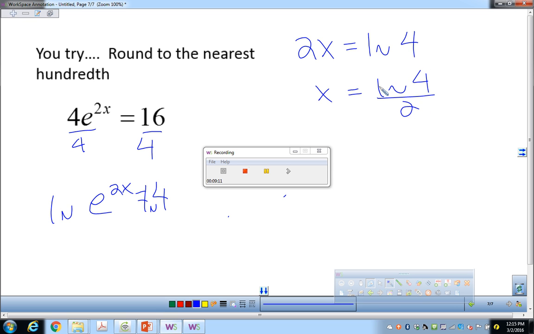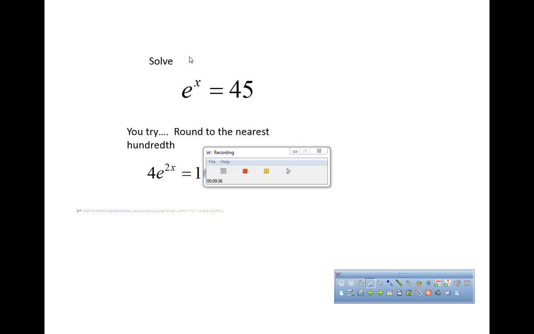You cannot divide natural log of 4 by 2 and get natural log of 2. It doesn't work that way, okay? Because natural log of 4 divided by 2 is not the same as natural log of 2, okay? So you have to leave it like that. You can put that in your calculator and you can get some nice answer. All right? So let's move on.